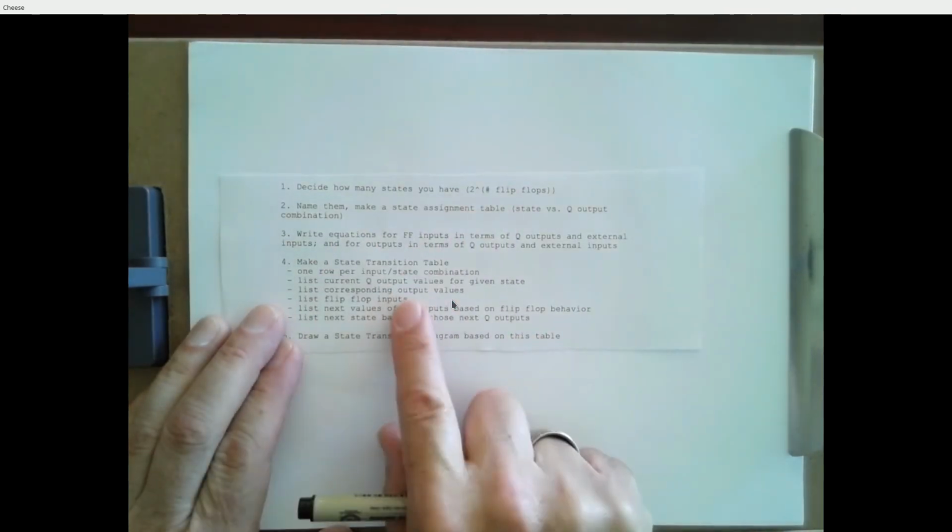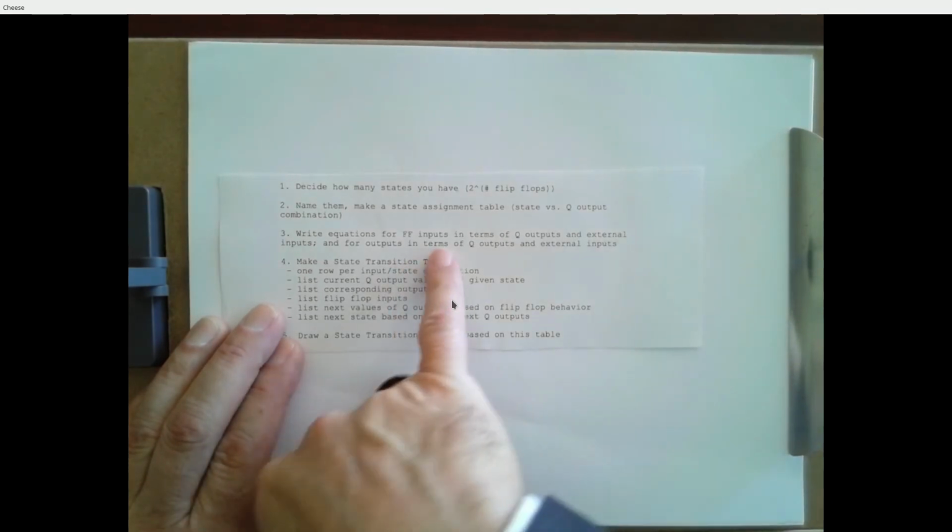But here's the thing. So decide how many states you have. Okay, let's just go through this. Decide how many states you have. You've got 3 flip-flops, 8 states. 2 flip-flops, 4 states. 100 flip-flops, 2 to the 100th states. Okay, so just 2 to the number of flip-flops. Make a state assignment table, name your states, and choose what combination of flip-flop outputs you use for each of the states that you've named. Okay, that's just to give you something to use when you fill out your table. Write equations for the inputs to all the flip-flops in terms of the flip-flop outputs, and if you have an external input or inputs coming in, right?